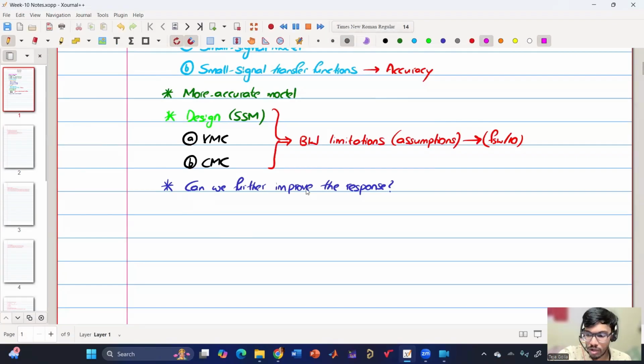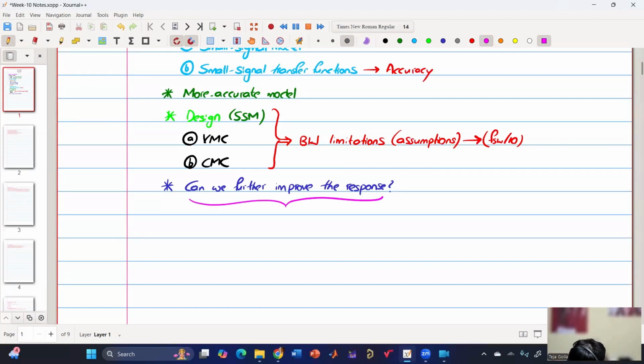So we have asked ourselves one question. Can we further improve the response? Yes. And how are we going to do it? Because if we are considering small signal model, then there is some approximation that we are considering in the process, and that will eventually limit the response, because the bandwidth is limited because of the assumption that we have considered.